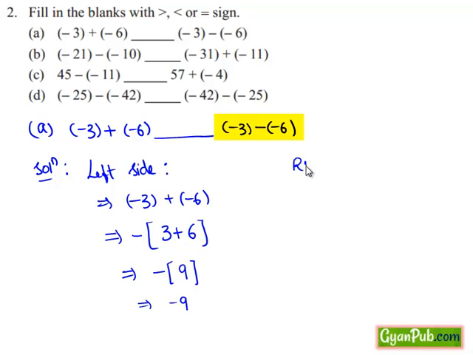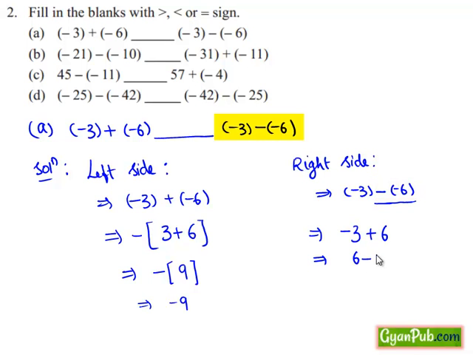On the right hand side of this equation, we have -3 minus of -6. Here we have subtraction of a negative integer. We know that subtraction of a negative integer is nothing but addition of its additive inverse. Additive inverse of -6 is +6. So we are adding -3 to 6. It can be written as 6 minus 3. 6 minus 3 is 3.